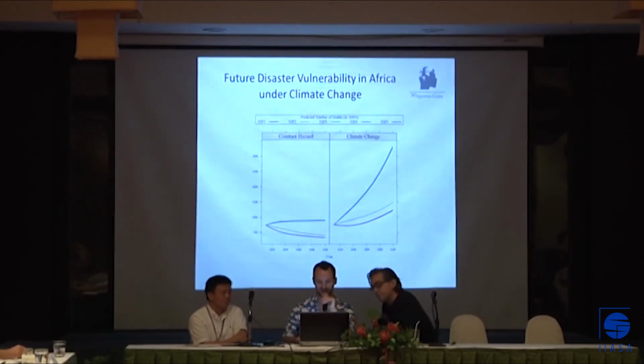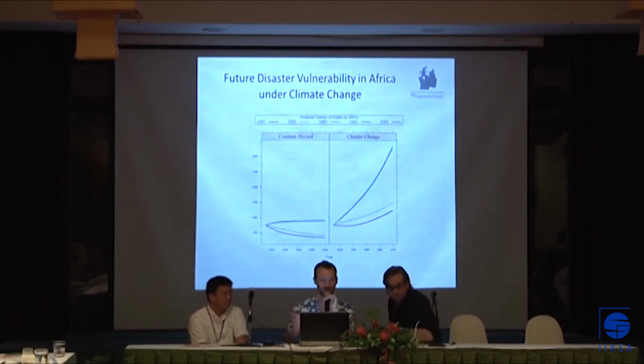I just want to highlight here that already in the baseline scenario where we assume constant hazard, the range between the very optimistic SSP1 scenario, where people are very resilient and have very strong adaptive capacity, and the very pessimistic SSP3 and SSP4 scenarios is quite large in Africa. But if you assume a stronger impact in terms of the frequency of natural extreme events in the future, then the range between these scenarios is going to go up enormously.